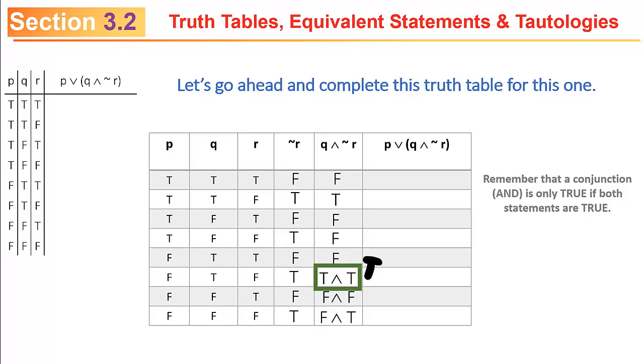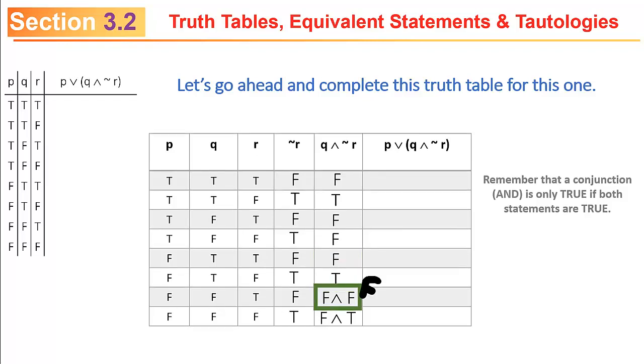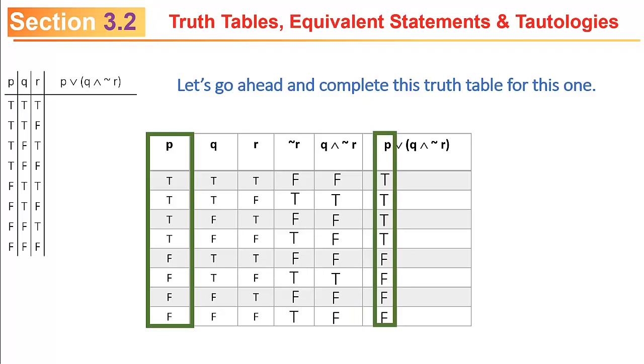That is both true, so it'll be true. That is not both true, so it'll be false. That is not both true, so it'll be false. Finally, I move to the last column, and notice I have a P there, so I'll go back to the original P column on the far left and move it over under the P.